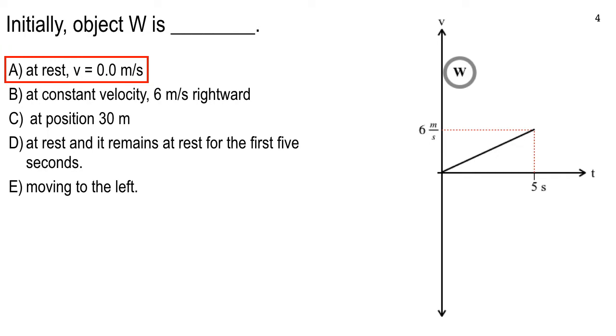But position itself, no. And so here's your at rest. So if your velocity graph, the left-hand side, the early side of it, is at the origin, that means it's at rest. All right, next question.